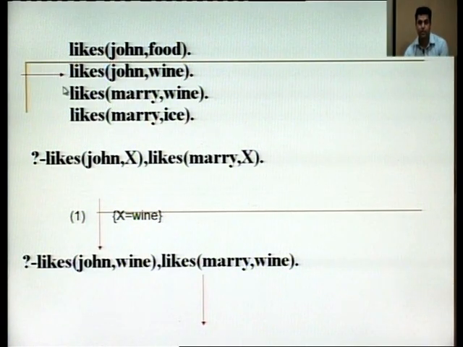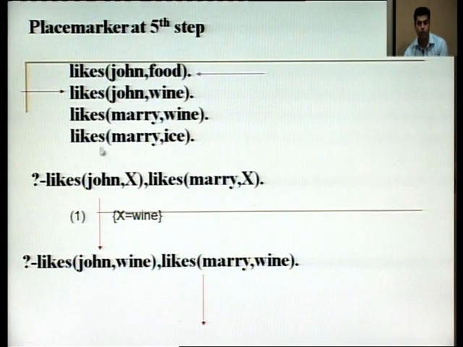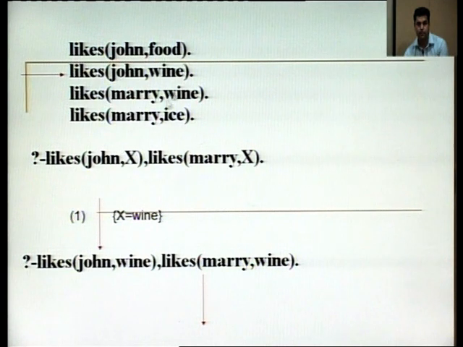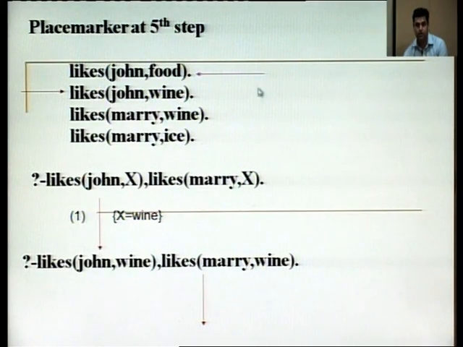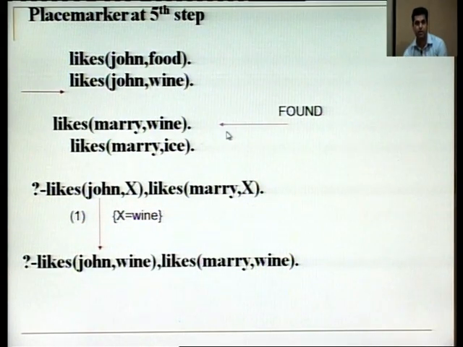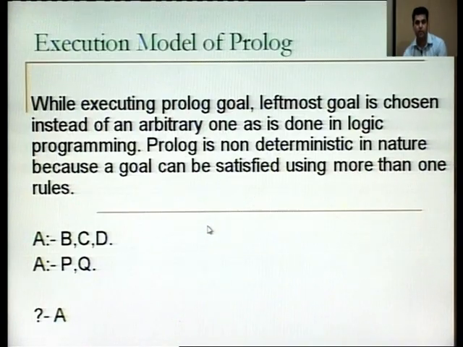The place marker now moves from this fact to this fact. Now, the value of X will be wine. Now, likes(John, wine) and likes(Mary, wine). It succeeds, and let us see whether it is present in the database or not. Yes, it is present. It has to be matched. Searching starts from scratch, from the beginning. It will match with this. No, it is not matching. It is not matching with this one. Okay, it will match with this, Mary, wine. It is found over here. That's why the answer comes out to be X is equal to wine.